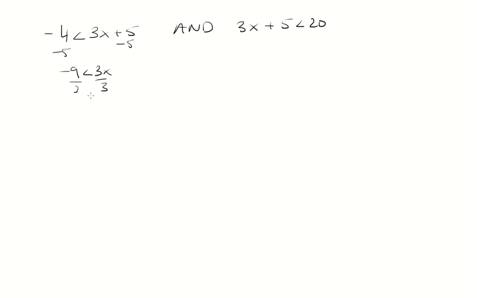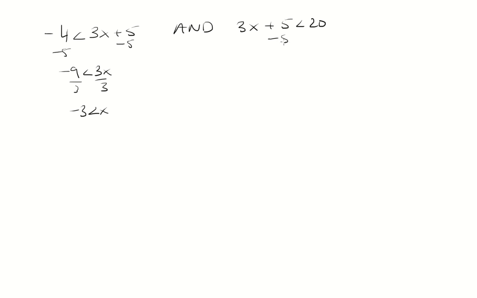inequality. We have negative 4 is less than 3x plus 5, and 3x plus 5 is less than 20. So we want to solve for x here. We'll subtract both sides by 5. I have negative 9 is less than 3x. Dividing both sides by 3, we get negative 3 is less than x.